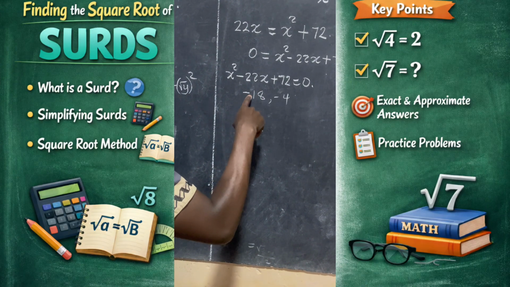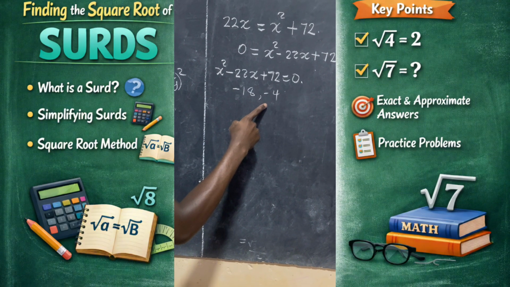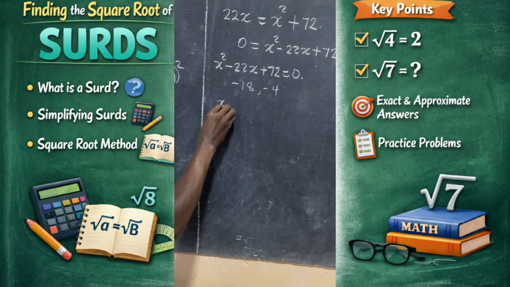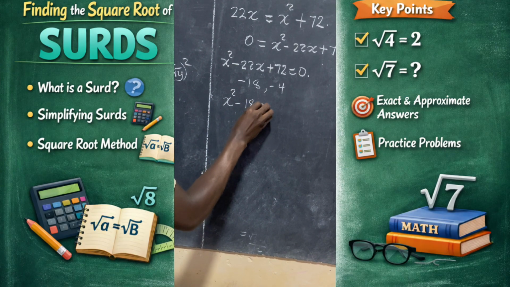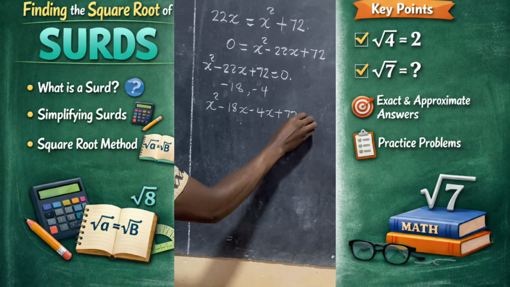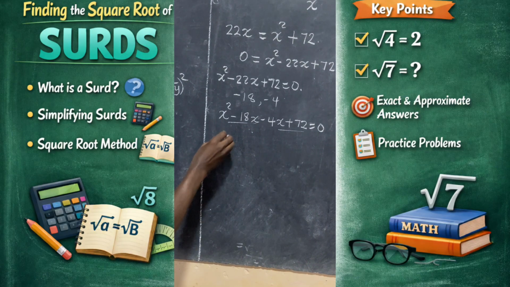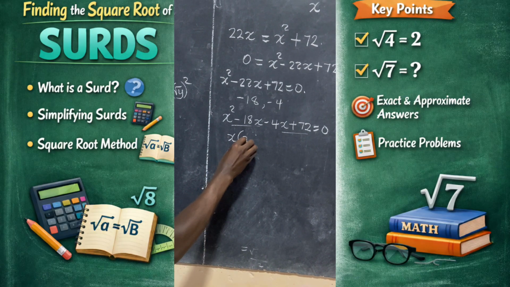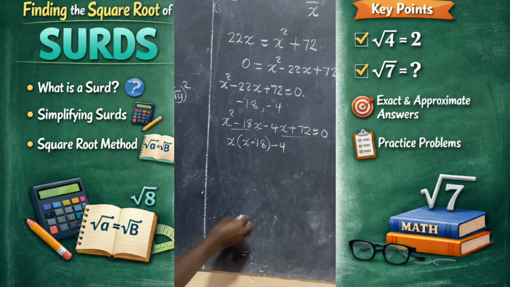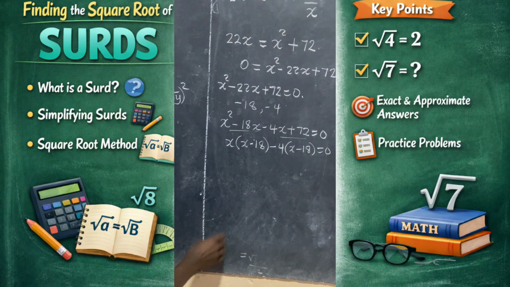Because negative 18 minus 4, I have a negative 22. Then if I have a negative 18 times negative 4, I have a 72. So I'll have it as x squared minus 18x minus 4x plus 72 is equal to 0. Deal with two terms here and two terms here. Factor out the x, you stay with x minus 18. Then factor out the negative 4, you stay with x minus 18. This is equal to 0.